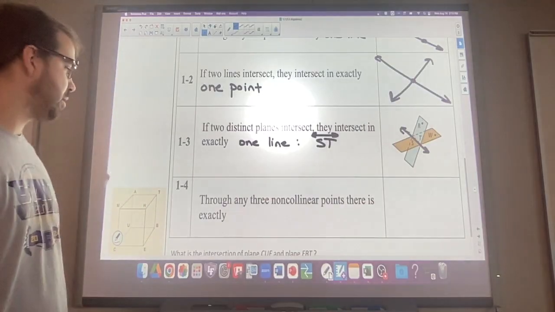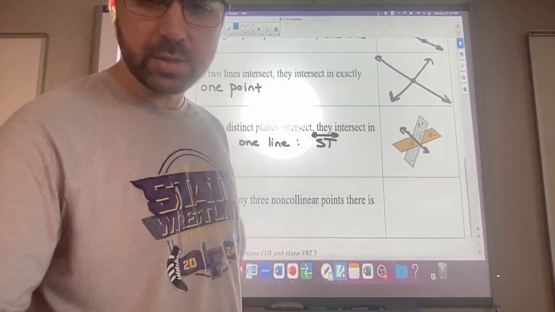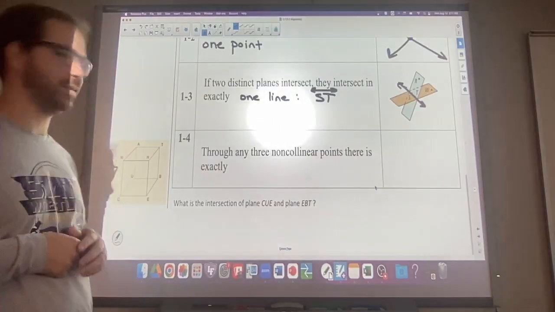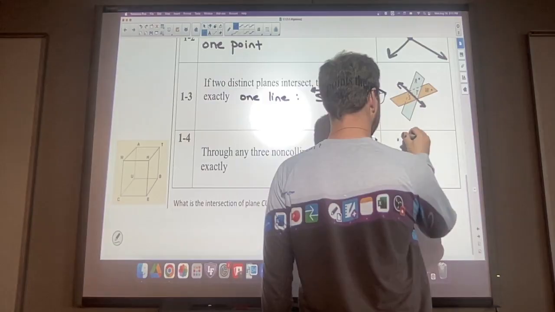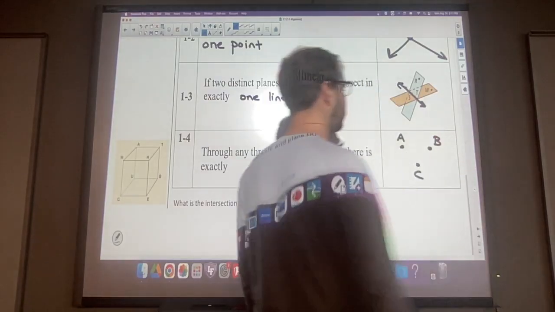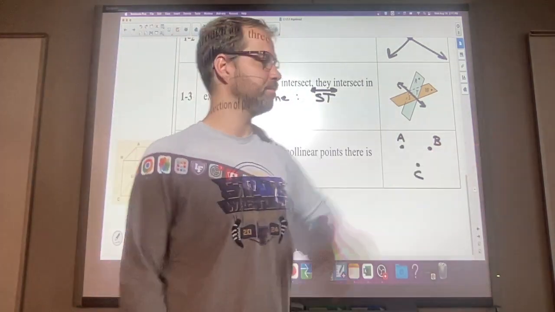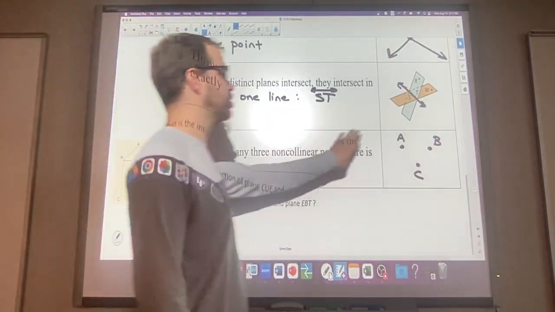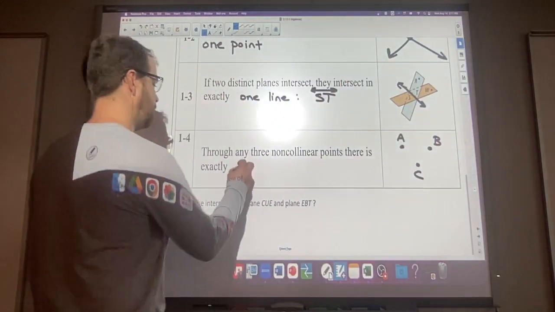And through any 3 non-collinear points. Okay? Non-collinear is important. There is exactly what? So we can draw a picture here. If I have 3 non-collinear points, they do not make a line. What is the only shape that goes through all 3 of these? Well, that's exactly how we name a plane. So this is a plane is the only shape that can go through all of these, right? Because there's no line that goes through all 3 of these. 1 plane.